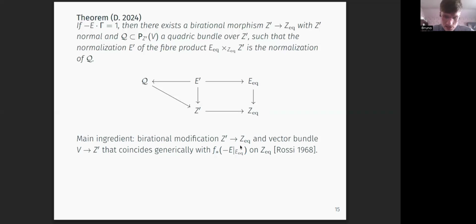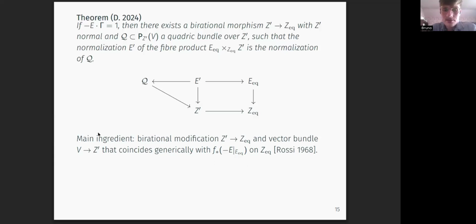This direct image does not need to be locally free. Usually it's not locally free because you can have special fibers on which minus E has more sections than on the general fiber, right? And if the direct image of minus E is not locally trivial on ZX, you can find a birational modification of ZX. So this morphism is an isomorphism on a dense open subset and a vector bundle over Z prime, which generically coincides with your direct image, right?